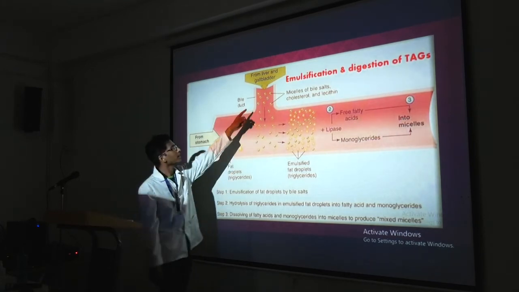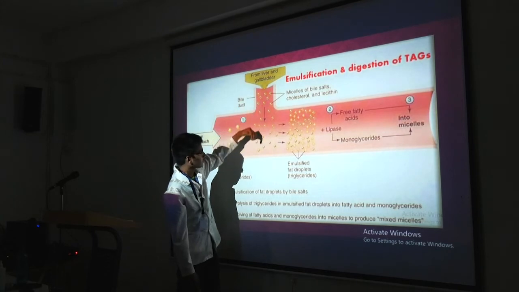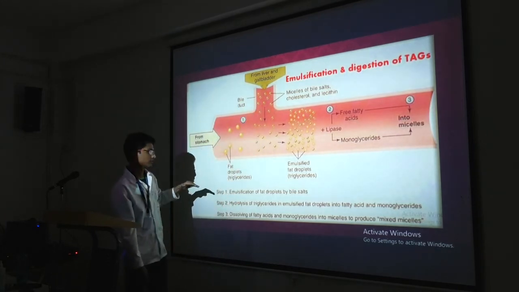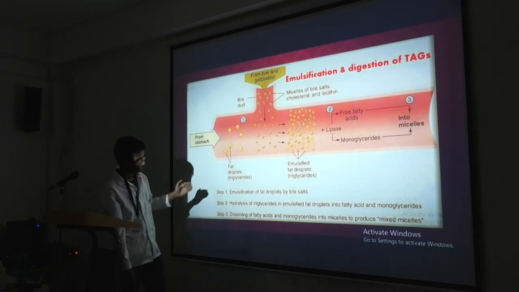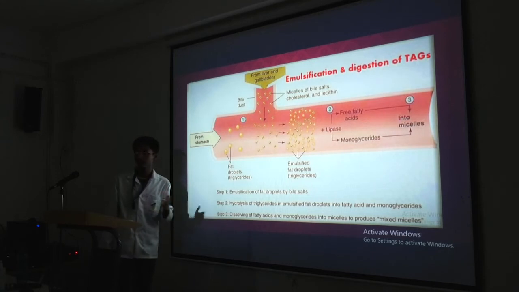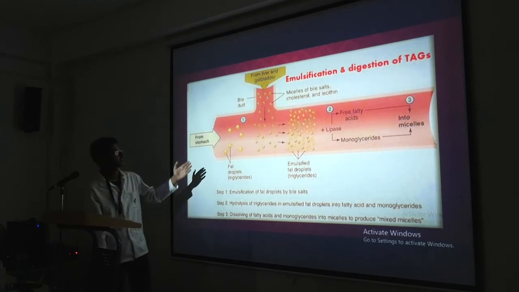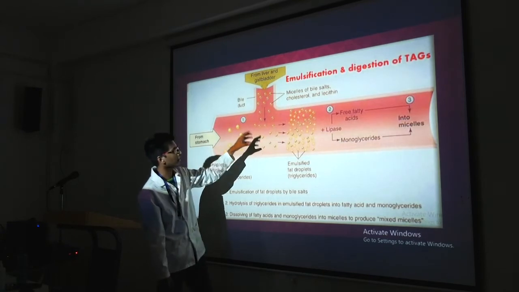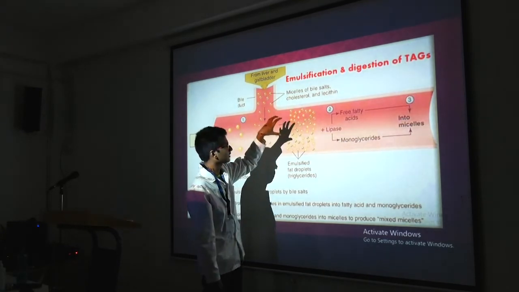From the liver and gallbladder, bile is coming, and fat droplets are coming, and this goes to hydrolysis. The first step is emulsification of fat droplets by bile salt. Bile salts are sodium glycocholate and sodium taurocholate, which help the emulsification of fat. So this is the emulsification of triglycerol, and it accumulates in here.